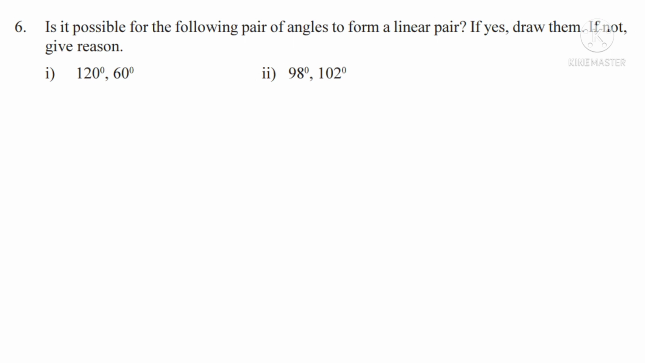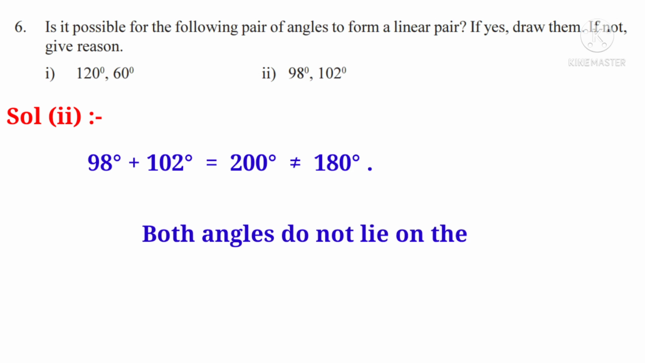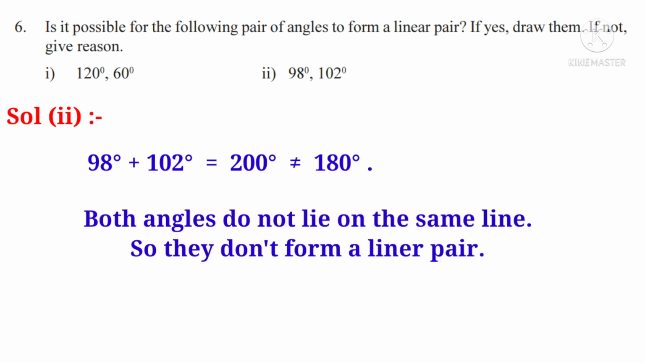Number 2. 98 degrees, 102 degrees. Solution. 98 degrees plus 102 degrees gives 200 degrees, which is not equal to 180 degrees. To lie on the same line, the angles must add up to 180 degrees. Here both the angles do not lie on the same line, so they do not form a linear pair.